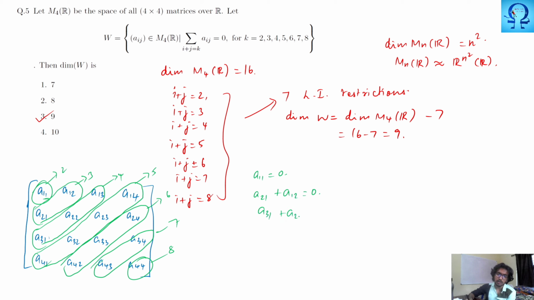A31, A22 plus A13 is 0. A41 plus A32 plus A23 plus A14 should be equal to 0. So I'll explain with these 4 equations, the rest 3 you can very well calculate. This forces the first entry to be 0. We have no other go, this should be 0.